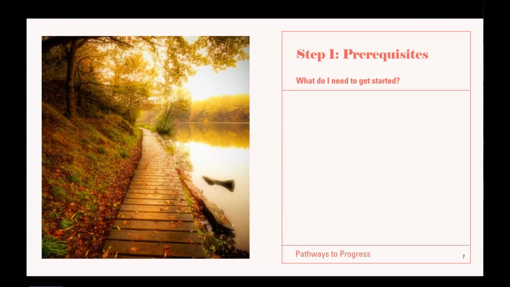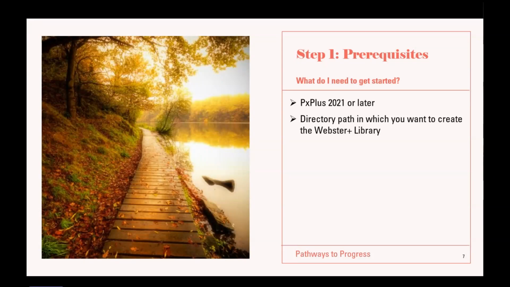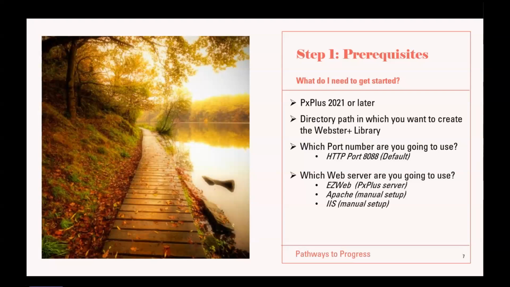Getting started with the prereqs, there's not a whole lot that you need to do in order to get started. You'll need PX Plus 2021 or later, the directory path in which you want to create the Webster library environment, which port number you're going to use. HTTP port 8088 is the default we use. The server you're going to use, the three we have available are our PX Plus server, EasyWeb, Apache, and IIS.